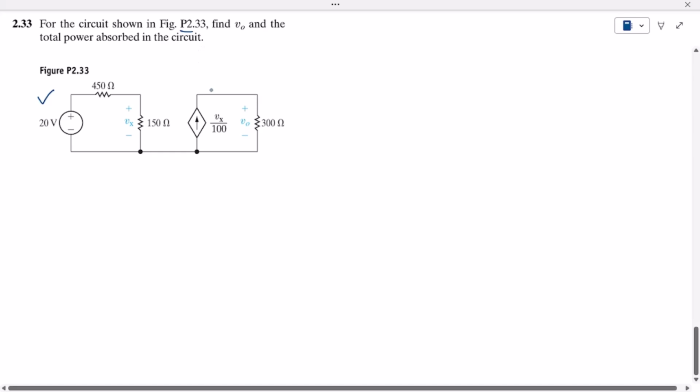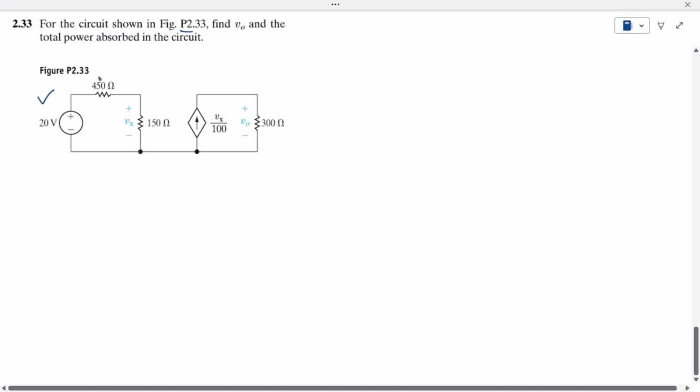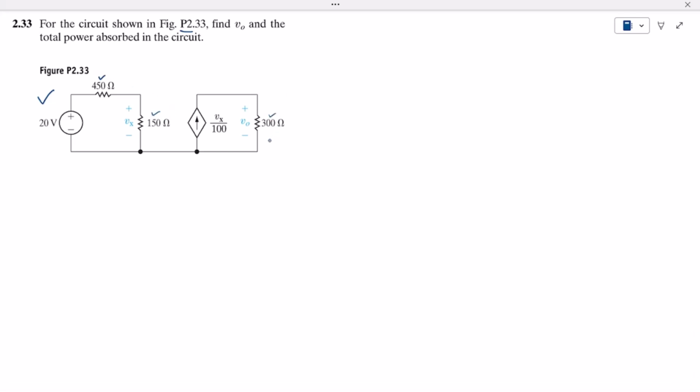absorbed in this circuit. So the total power absorbed in this circuit is absorbed by this 450 ohm resistor, 150 ohm resistor and this 300 ohm resistor. So we have to find out the total power which is absorbed by all those resistors.